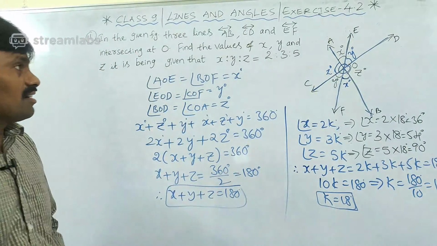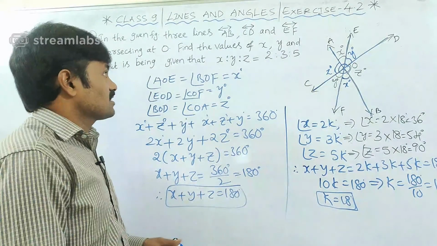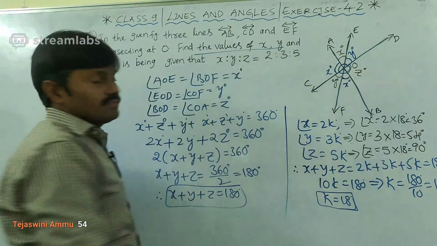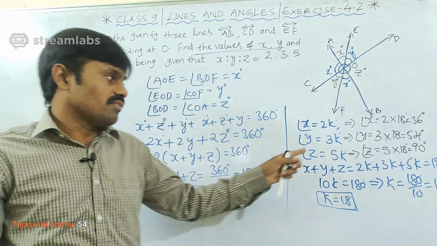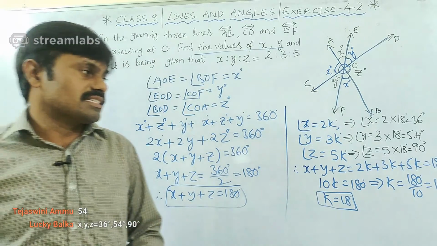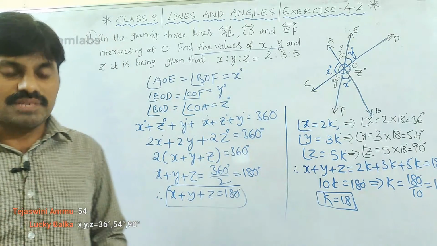So finally we got the answer. What is the question they asked? To find the values of x, y and z. So the values of x, y and z are 36 degrees, 54 degrees and 90 degrees respectively.